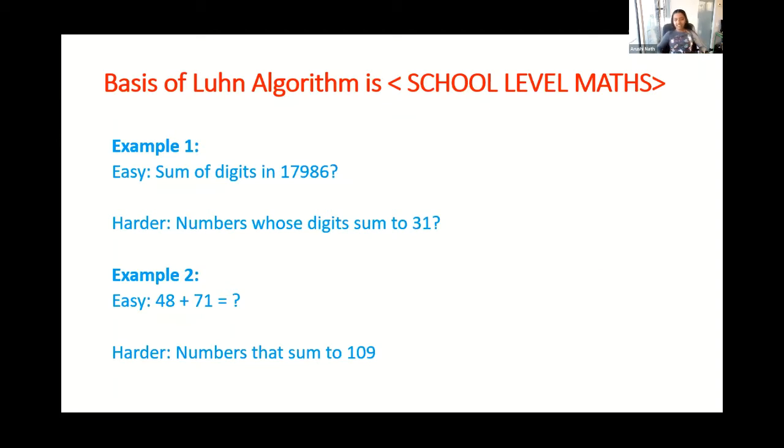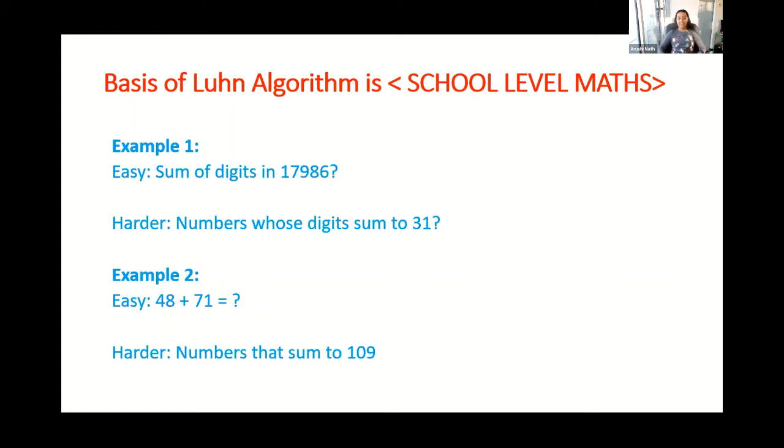For example, let's look at an easy question. What's the sum of the digits in 17,986? You can easily count this and you'll find out that it sums to 31. But what if I asked you a slightly different question? What if I asked you what are the numbers where their digits sum to 31? This has, first of all, a much wider range of possibilities, and it takes some more time to find out.